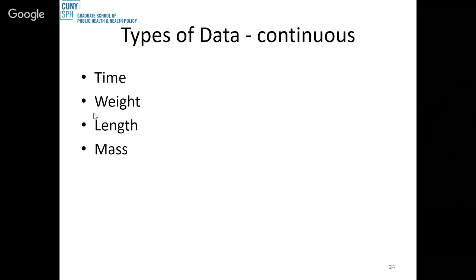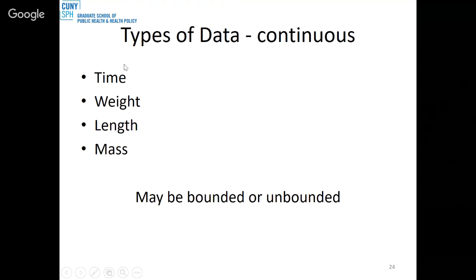And the classic types of data that we mean when we say continuous data are things like time, weight, length, and mass. Things that can take decimal values and in theory can take any value within a range of possible values. So unlike discrete data, which can only take certain values, these can take any value. And they might be bounded to a minimum and a maximum, or just a maximum or just a minimum, or unbounded, where really any value is possible.